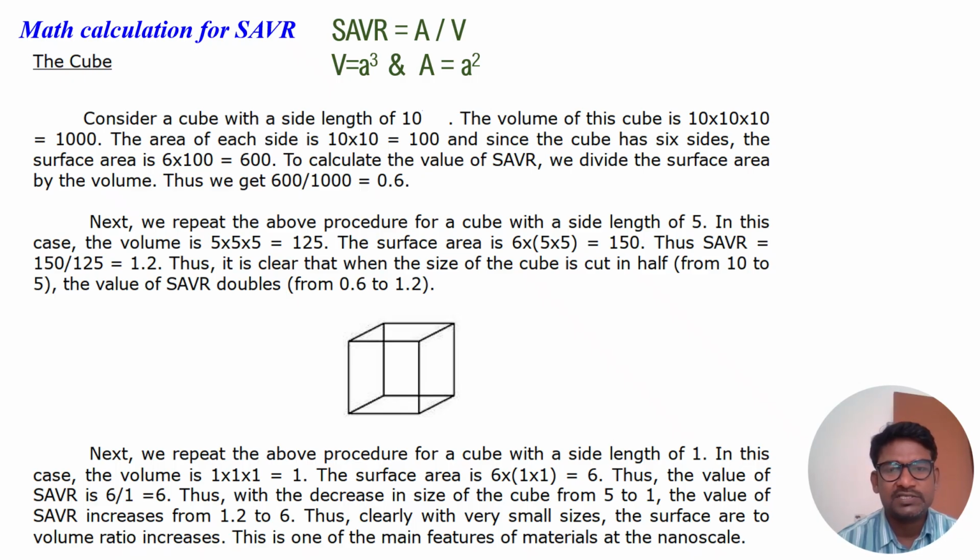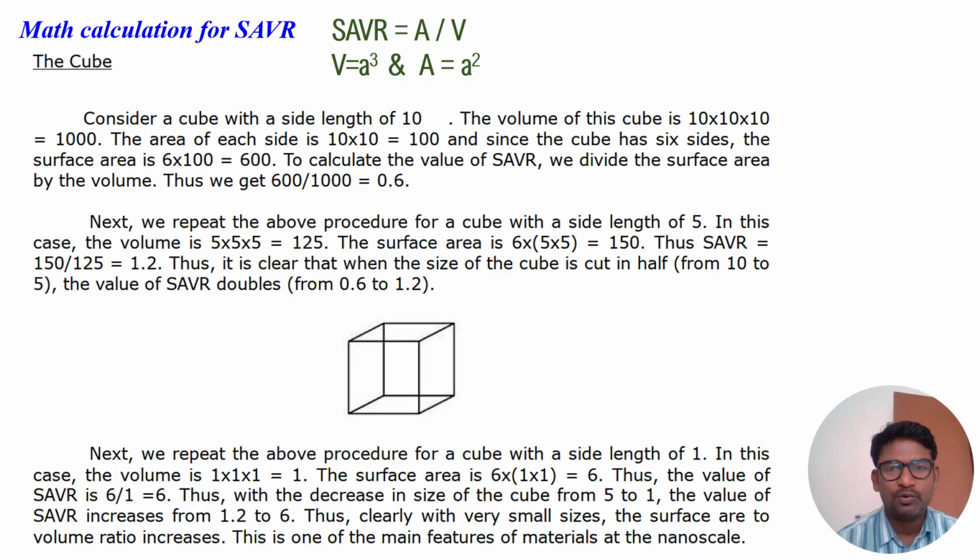Consider a cube with a side length of 10. See, this is a cube we are going to consider and the side length is 10. The volume of this cube is 1000 because volume V is equal to a cube. So instead of a, if we substitute 10 here, 10 multiplied by 10 multiplied by 10 gives 1000, which means the volume is 1000. Now let us calculate the area. The formula for area is a square, which is 10 times 10, gives 100.